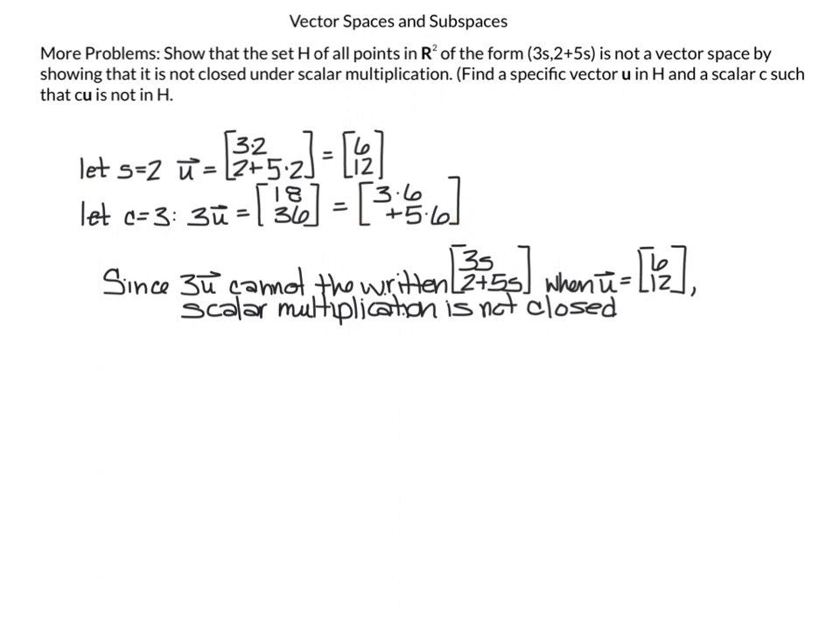going to get 32, which means that when I choose s equals 2 and I have the vector 6, 12, which is in H, when I multiply by the scalar, I am no longer in H. I no longer have that form. So this is my example that disproves that H is a vector space.